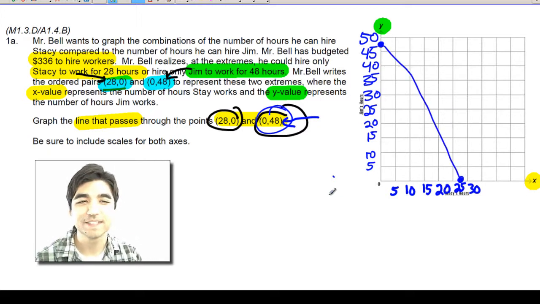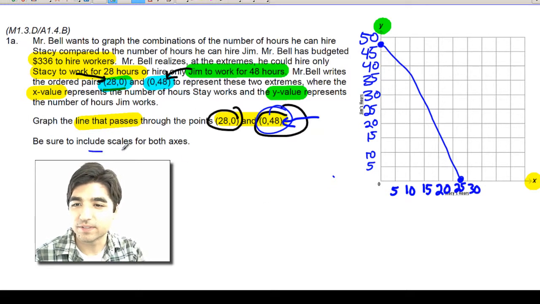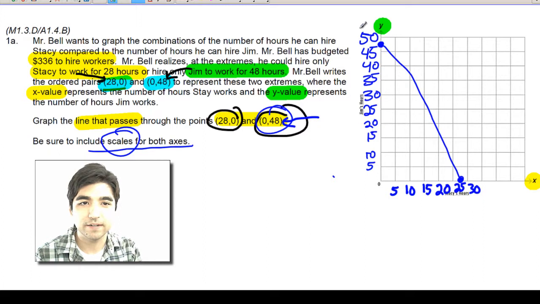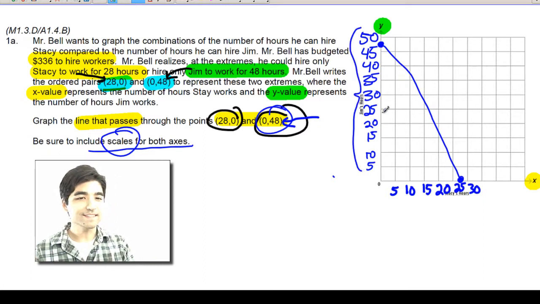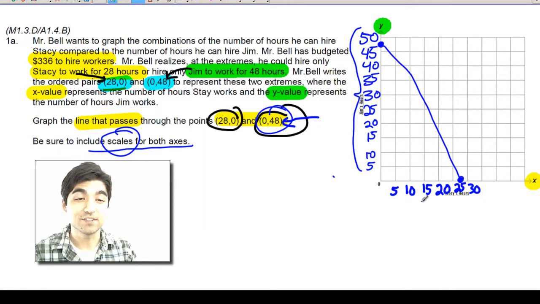A little crazy. So it says, be sure to include scales for both axes, which we did here. And that's it for that question. Now let's go on to the next one.